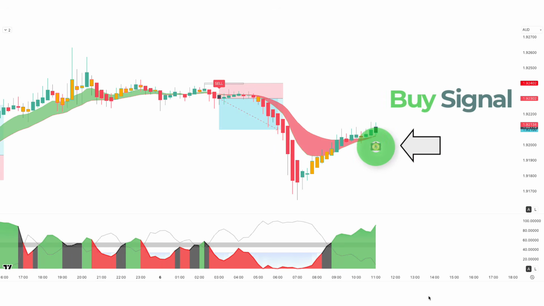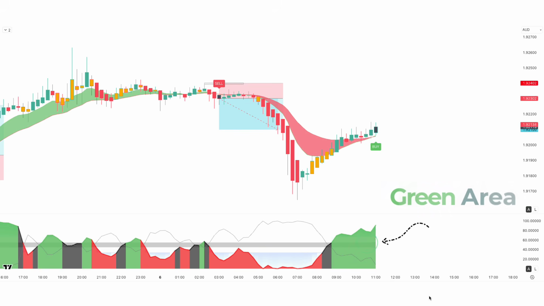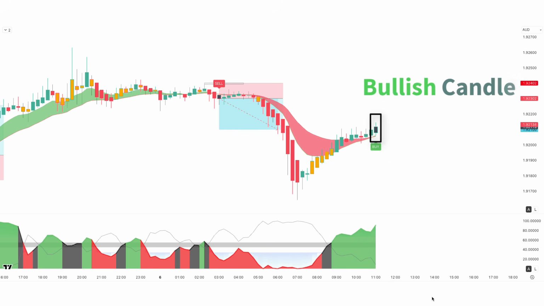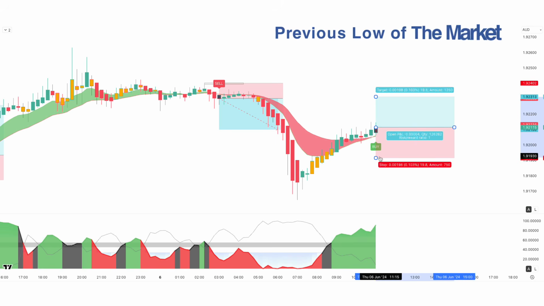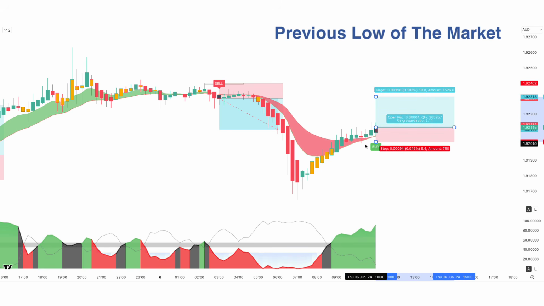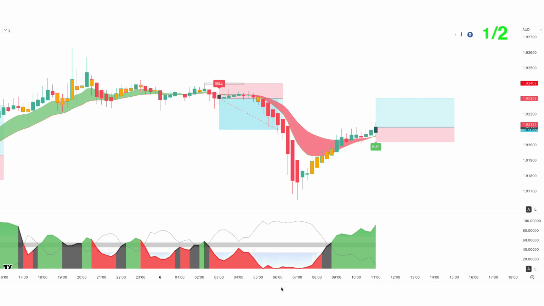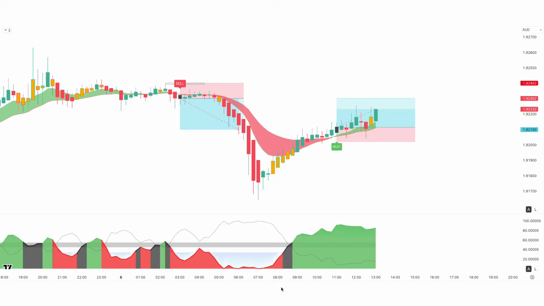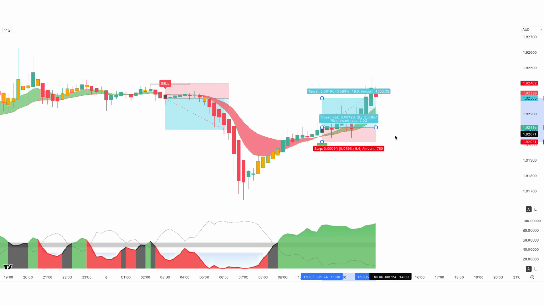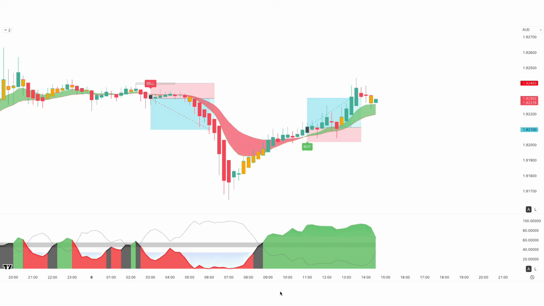Here the Sniper Entry Exit arrow up of this indicator is a buy signal. Here the Adaptive Average Sentiment Oscillator is in the green area. Here the market has made a bullish candle to give confirmation. So all our conditions are being fulfilled, so we are placing an order to buy. Our stop loss is to be placed at the previous low of the market, and the risk to reward ratio will be 1:2. Let's see what happens to our trade. We have won the trade. Let's find the next trade.